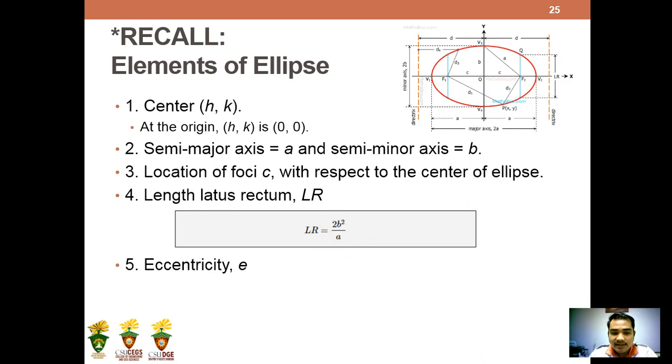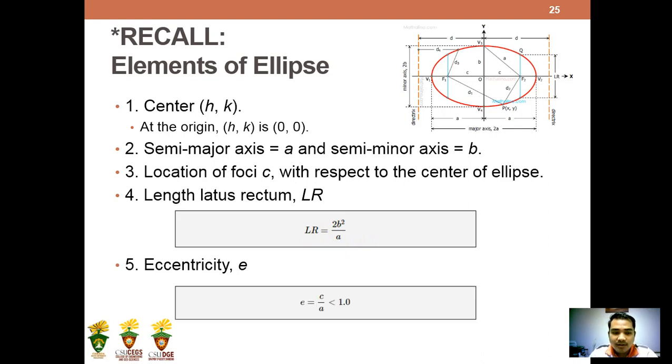Next is the eccentricity, which is ang iyang formula is equal to c over a, where c is the length from the origin going to the one of the focus. C over a, which is ang a pod niya is the semi-major axis. And in terms of ellipse, dapat ang eccentricity niya must be, no, less than 1, no, ang iyang eccentricity.